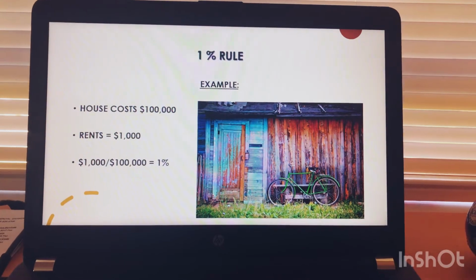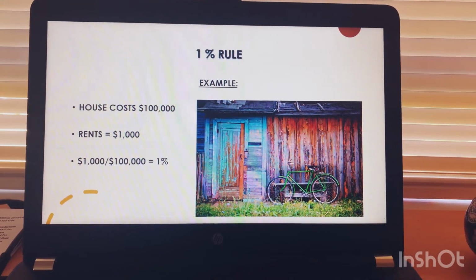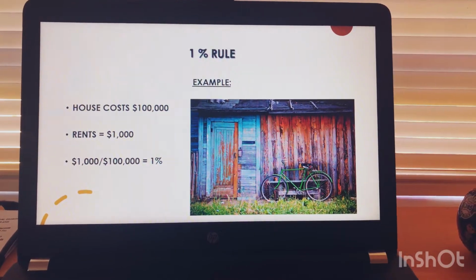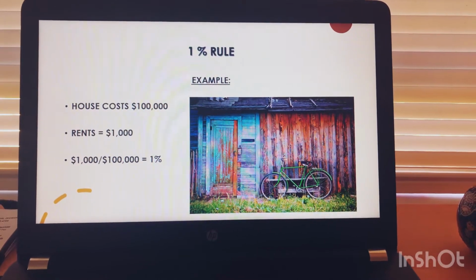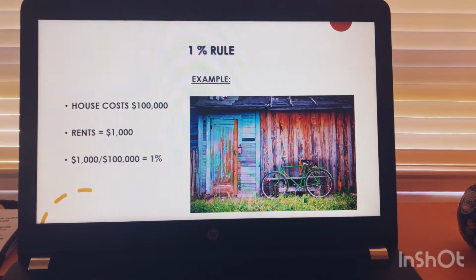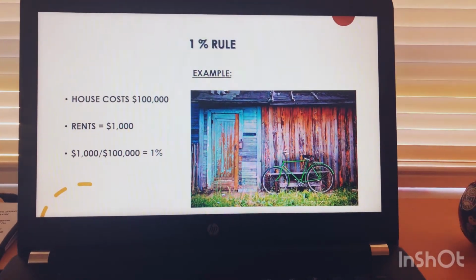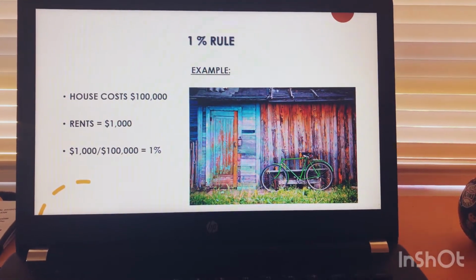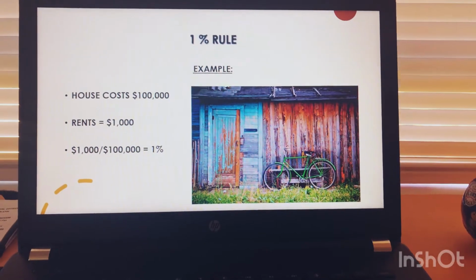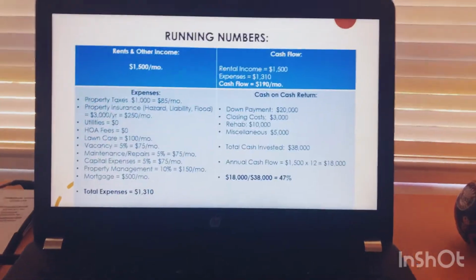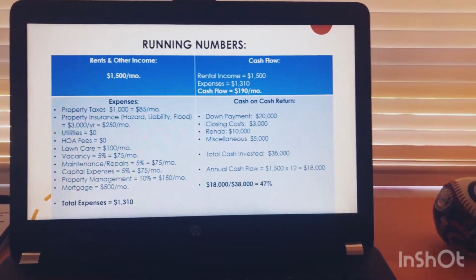All right. And so what you do is you take the rents and you divide it by the total cost of the house plus rehab plus closing costs, et cetera. And here we took the $1,000 divided by the $100,000, which is the purchase price of the house, and that gives you 1%. All right, so we're going to move on to the next screen.